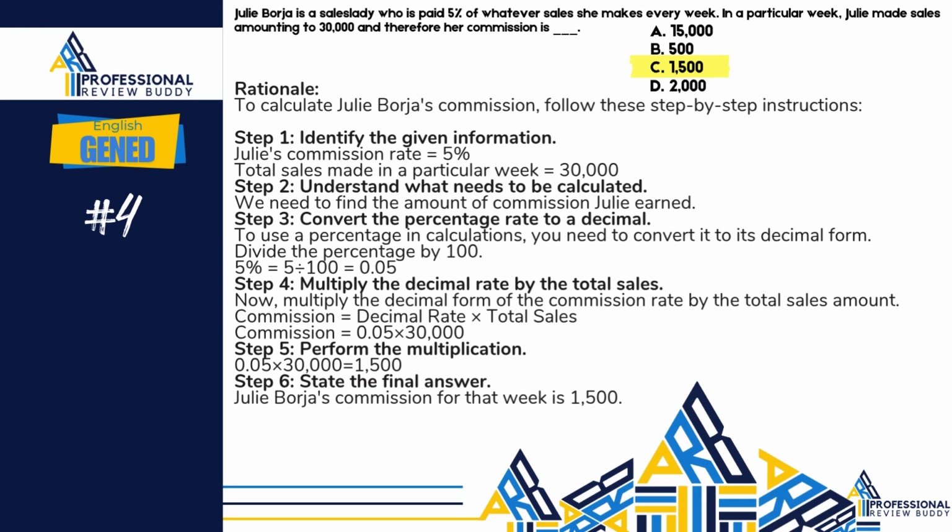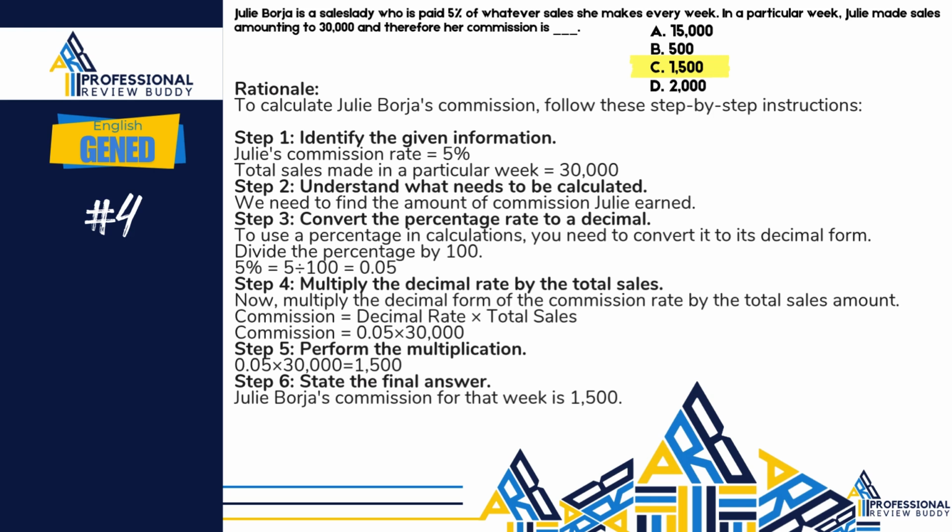Step 3. Convert the percentage rate to a decimal. To use a percentage in calculations, you need to convert it to its decimal form. Divide the percentage by 100. 5% equals 5 divided by 100 equals 0.05. Step 4. Multiply the decimal rate by the total sales. Now, multiply the decimal form of the commission rate by the total sales amount. Commission equals decimal rate times total sales. Commission equals 0.05 times 30,000.